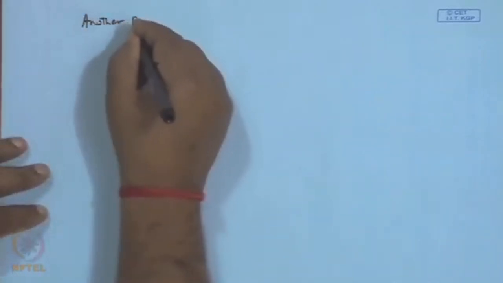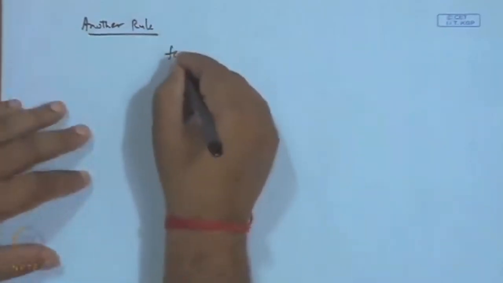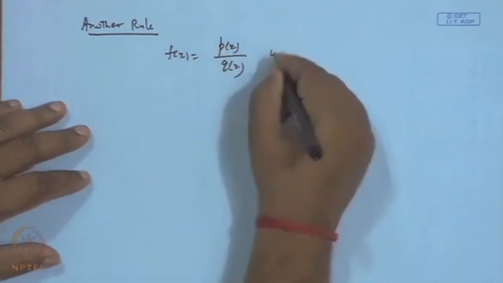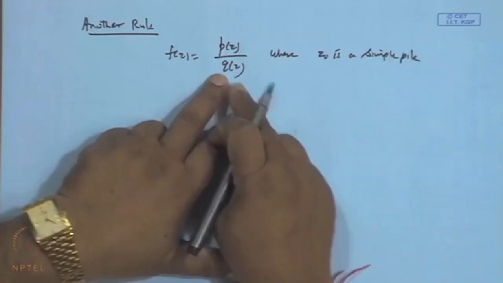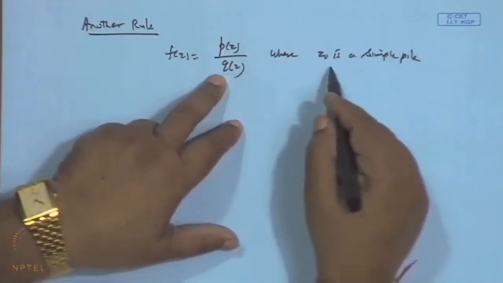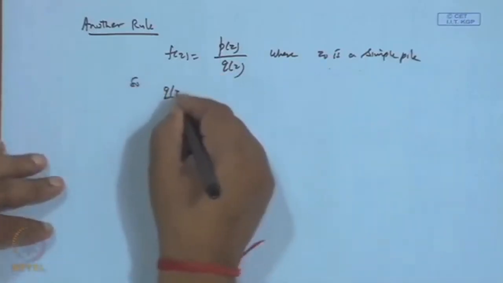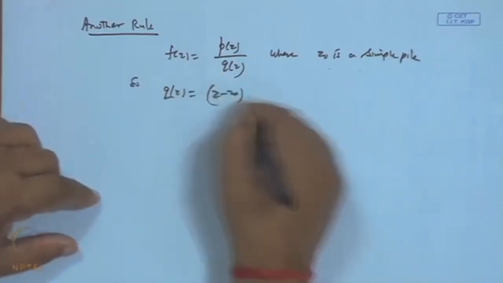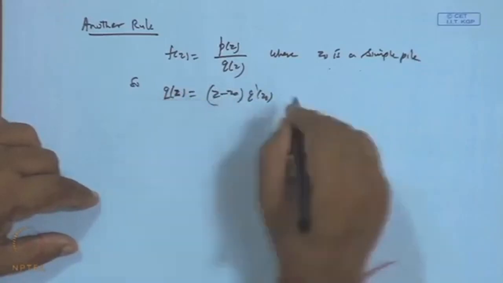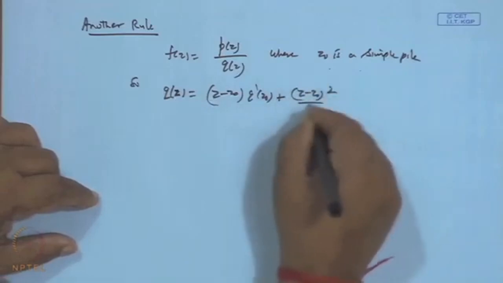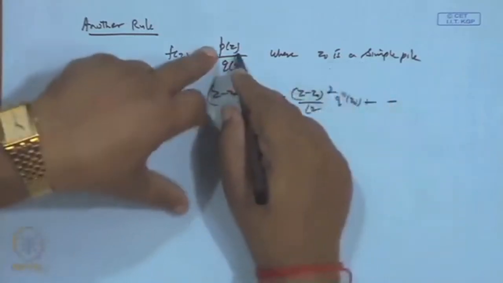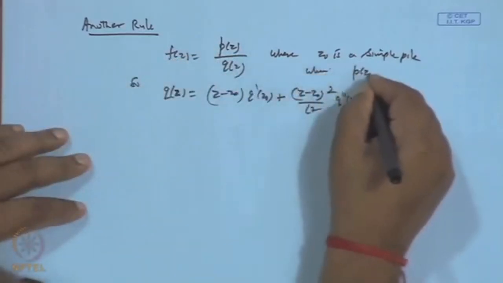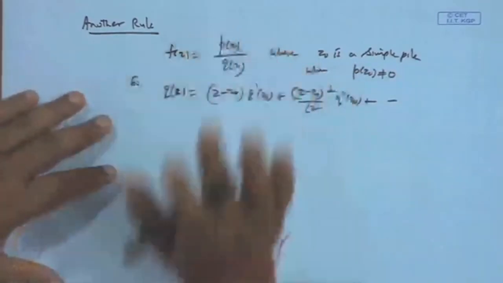Okay. Now, if it is a pole, another method, another rule: suppose the function f(z) is of the form p(z) by q(z), where z naught is a simple pole. Then obviously the function q(z) must have one of the factors (z minus z naught) involved. So q(z) will have the expansion (z minus z naught) into q prime of z naught, because when z approaches z naught, q(z naught) must go to 0, plus (z minus z naught) whole squared by 2 factorial into q double prime of z naught and so on. Also we have assumed that p(z naught) is not 0, okay? Otherwise it will go to the identity function, the 0 function.